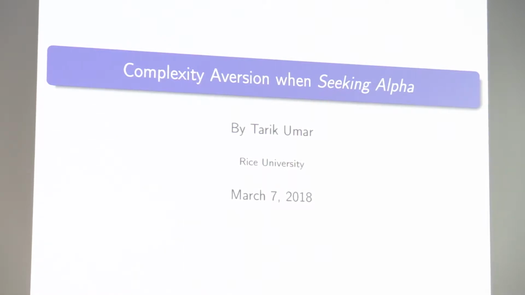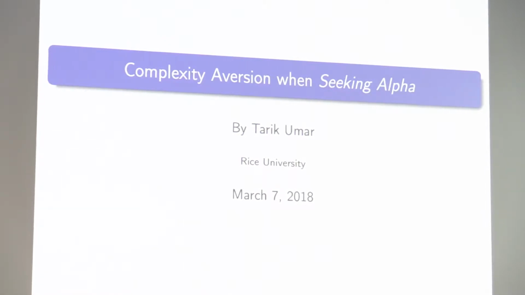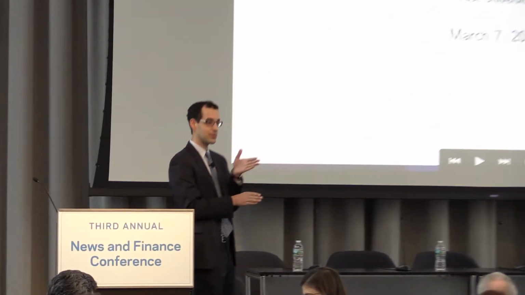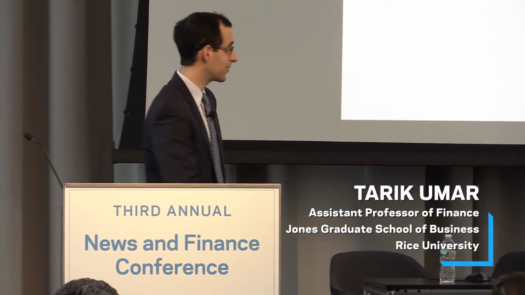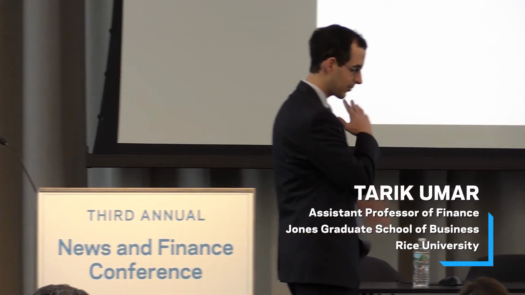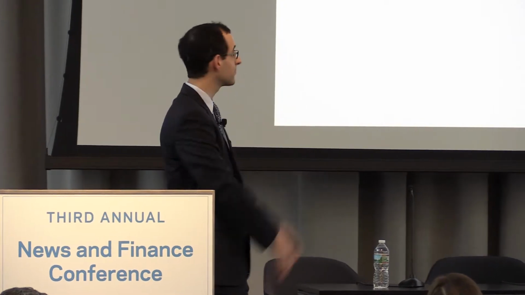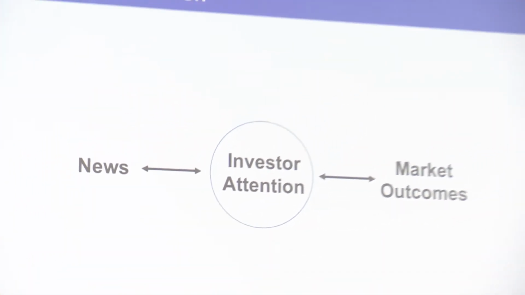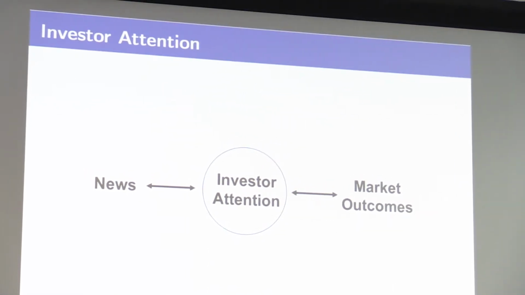This paper is called Complexity Aversion with Seeking Alpha. The goal of this paper is to really understand how complexity maybe matters for investor attention and market outcomes. It's related to a lot of papers that are looking at this process of how news enters markets. In order for news to enter markets, someone has to look at it. It could be a machine, it could be a human. And there are a number of papers now that are trying to explore these patterns.